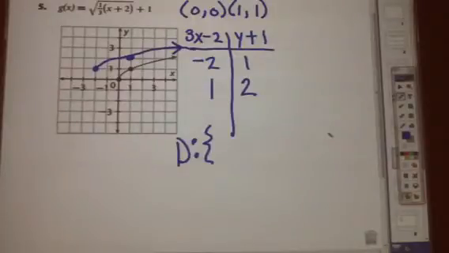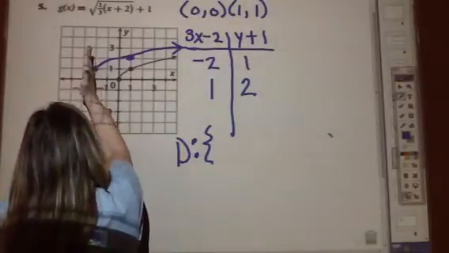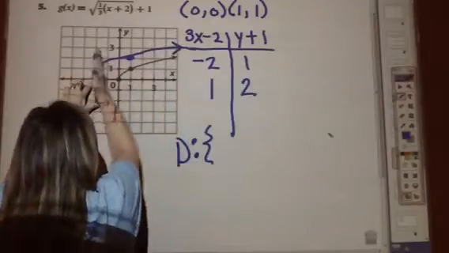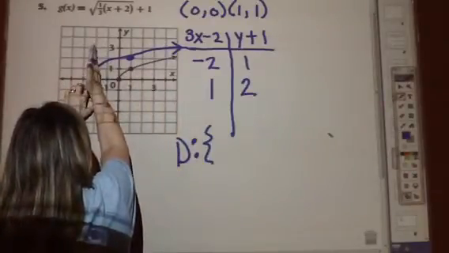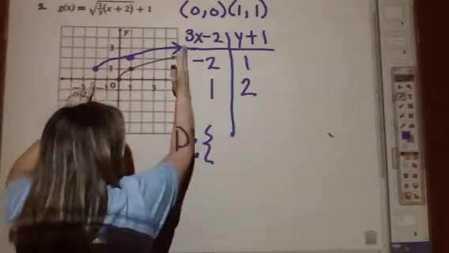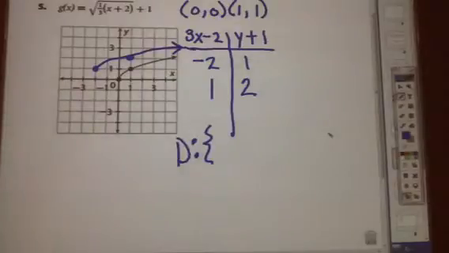Our domain. We want to know from here, where does the graph go from here? It goes to the right. So our domain would be x is greater than or equal to negative 2. X such that x is greater than or equal to negative 2.